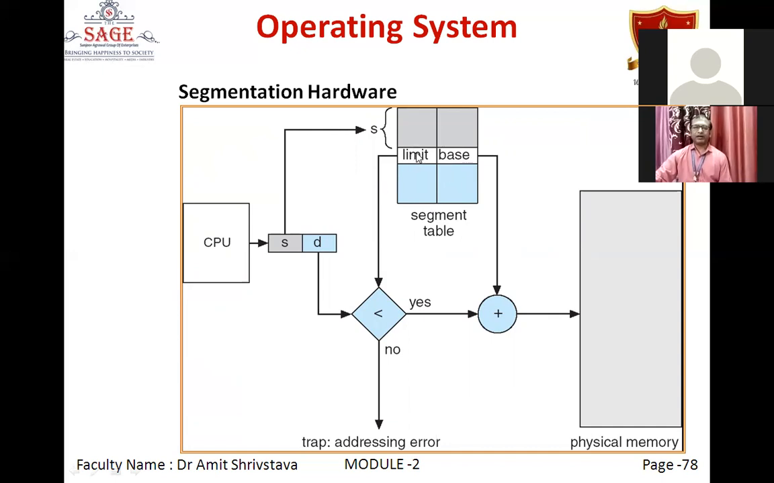Here we will compare the limit or length of this segment with the offset, because this offset is within the segment. So this offset should be less than the length of the segment. So we check whether D is less than this limit. If it is not less than, then we will simply trap it, it is an error, and we will terminate the program. In case it is yes, the offset is less than the length, then we will simply add the base address of the segment to this offset to get the physical address. So this is how we will be translating the logical address to the physical address in case of segmentation.